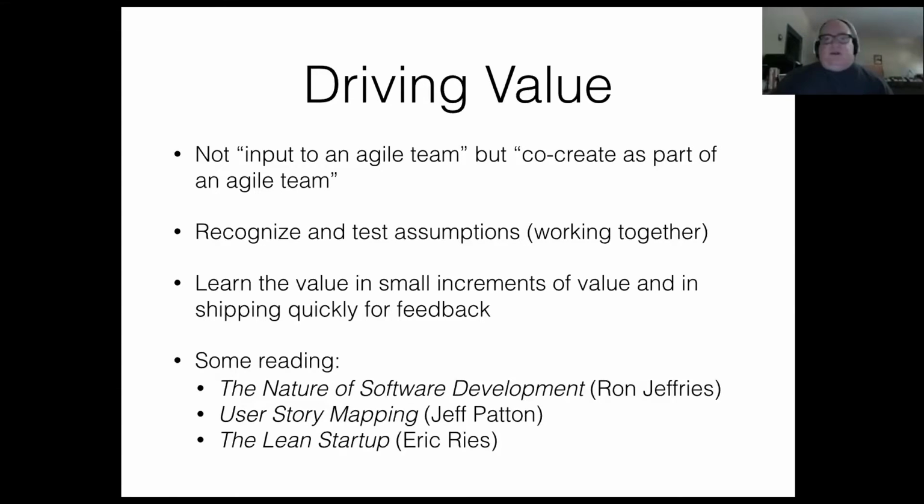The Nature of Software Development, Ron Jeffries' book, out in the last couple of years. User story mapping. There's really only a couple of books on user stories out there. The other is Mike Cohn's, which is also good. The Lean Startup, Eric Ries. I don't know if that's probably 3, 4, 5 years old at this point, but again, very compatible with the agile mindset on things.